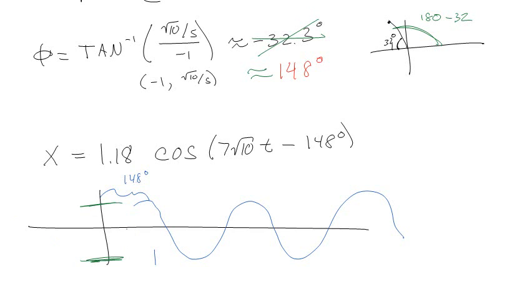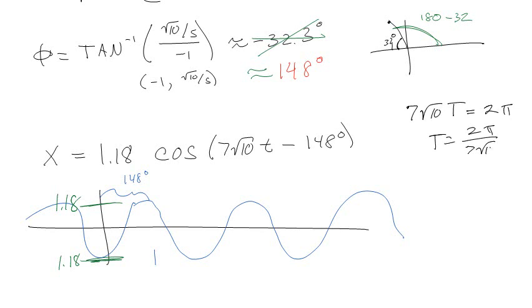This is supposed to go all the way down. I'm just not very good at drawing backwards. So this is 1.18. So I can get the magnitude of the wave. So the highest it's ever going to be is 1.18. That's the maximum displacement I'm going to get. And I can see that the frequency is 7 root 10 times the period would be 2 pi. So the period would be 2 pi over 7 root 10, whatever that is.